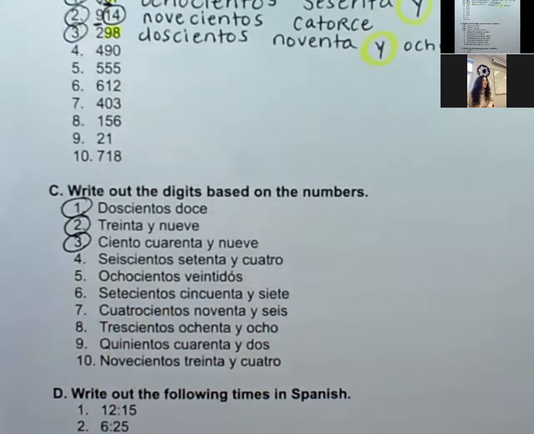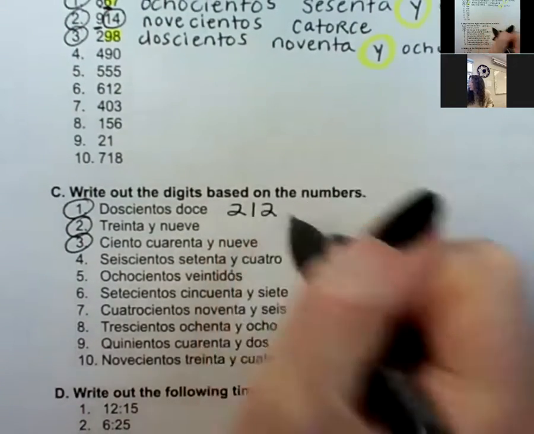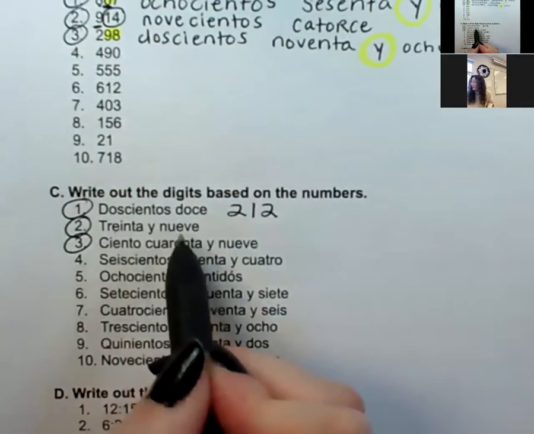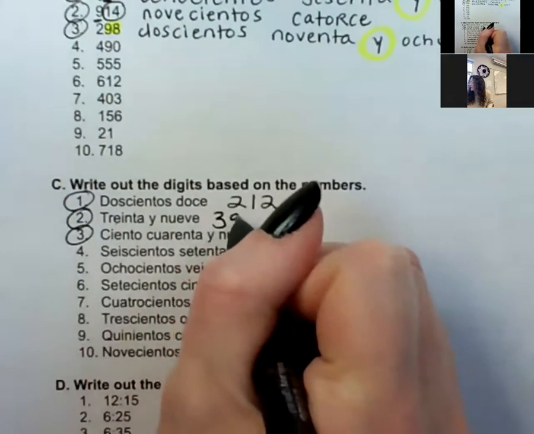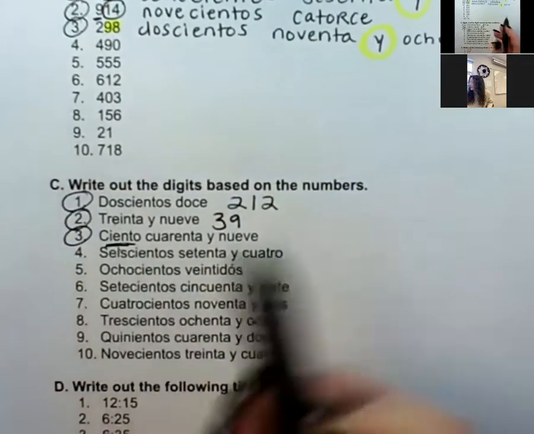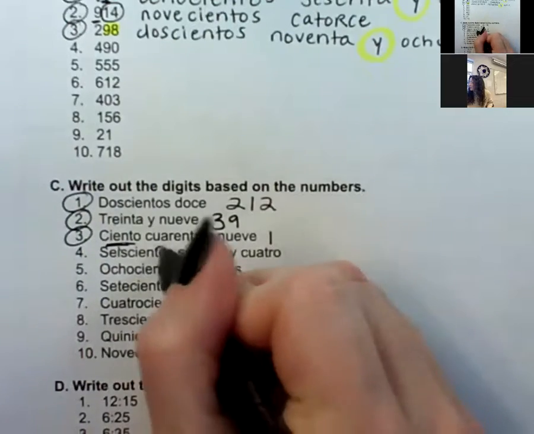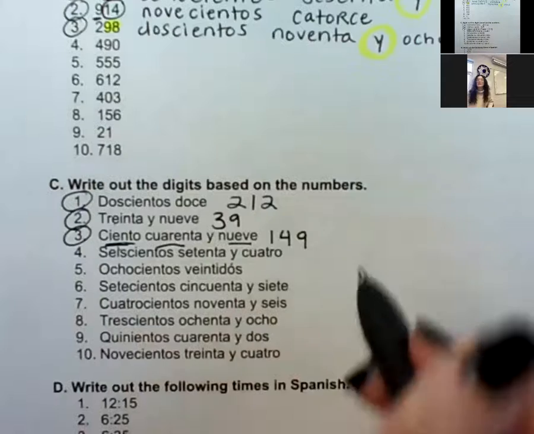So number 1 on section C, it's just kind of like the reverse of this. So we have 212. So 212 is going to be 212, 39, 39, and then 149. So 100 is 100. 40 is 40. 9 is 9.